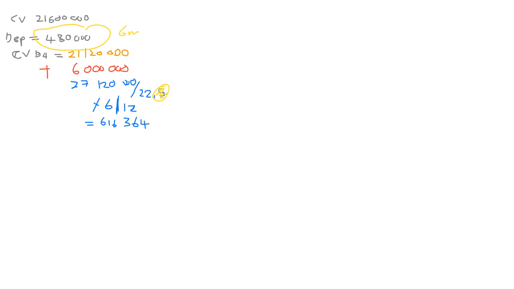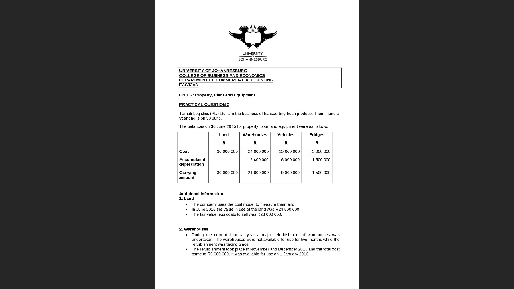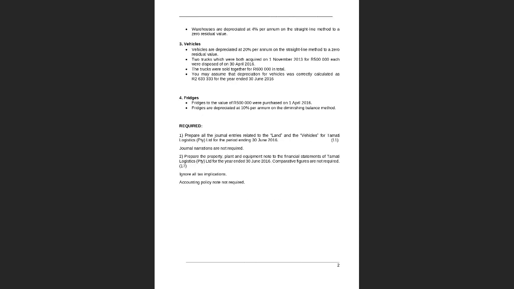Because we're running out of time, I want to go to the last part of it, and then we're going to go to the solution. So I want to go back to the question. The part that we didn't do was fridges. The fridges are quite easy. For the fridges, you will see that fridges to the value of 500,000 were purchased on the 1st of April 2016, and depreciation on fridges is 10% on the diminishing value.